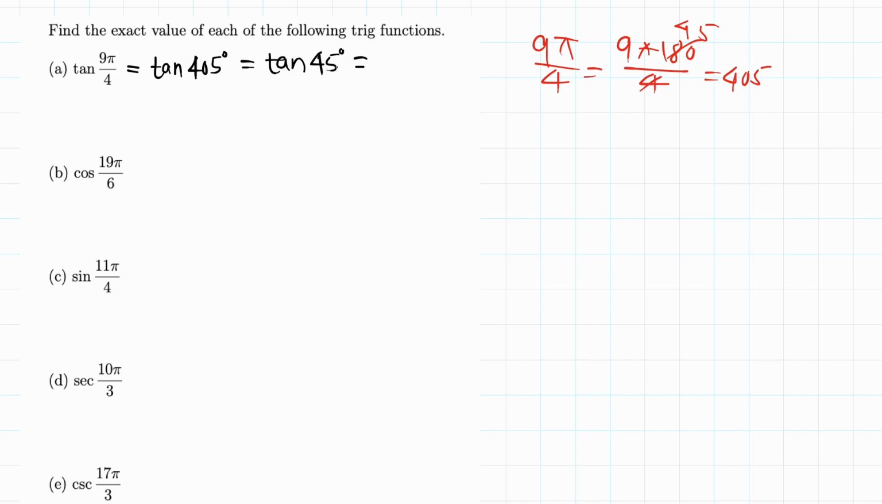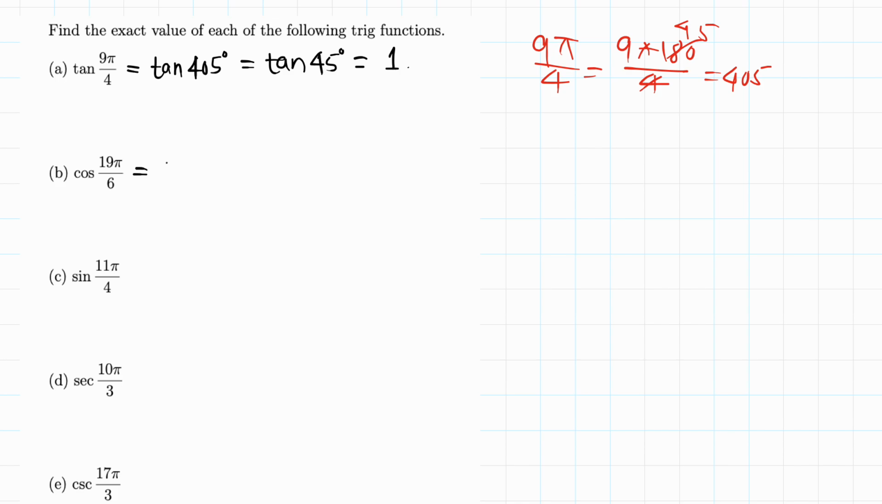Now tangent pi over 4. And we know from the unit circle, tangent pi over 4 is in the first quadrant. We filled in the unit circle last time in the previous video, so that's 1. Tangent pi over 4, or tangent 45, is 1.